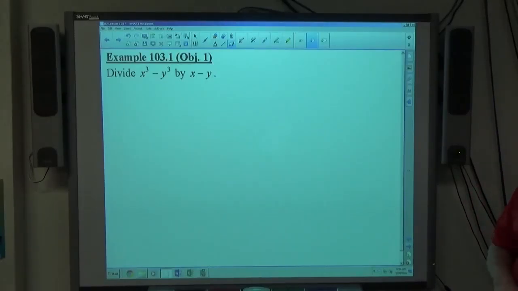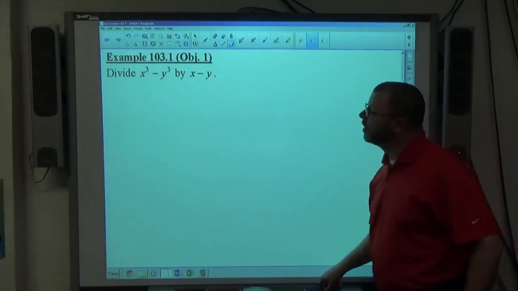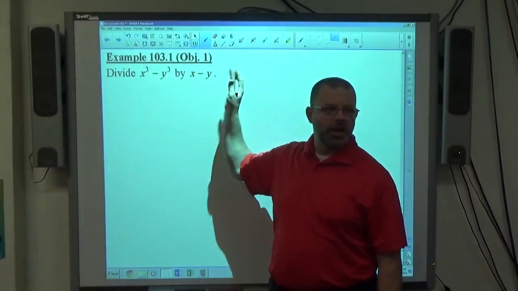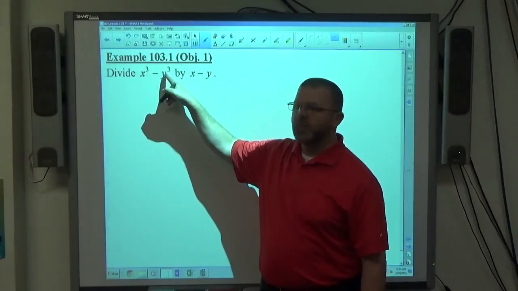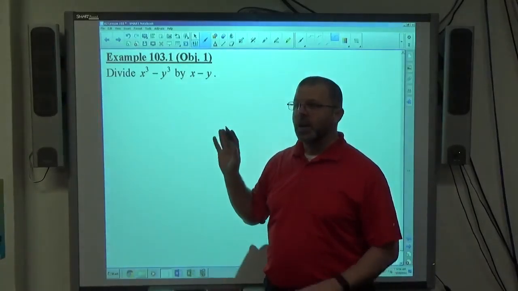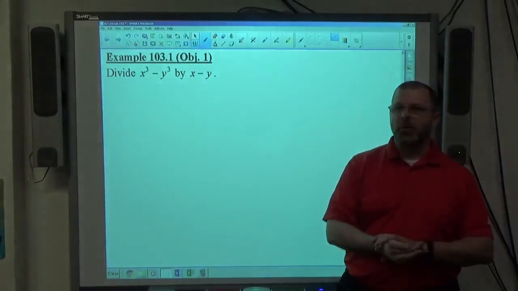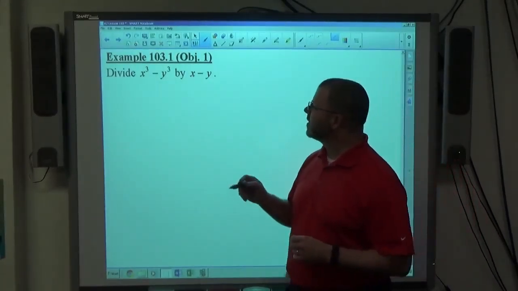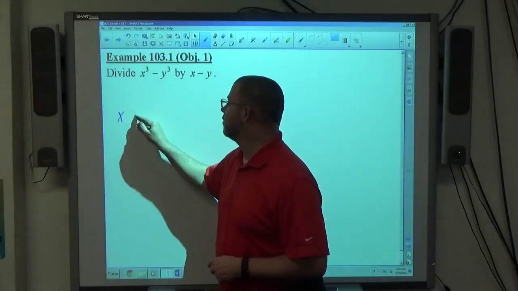Okay, example 1, divide x cubed minus y cubed by x minus 1. Now, usually when we see missing powers, so obviously there's no x squared, x to the first, constant, and there's no y squared, y to the first either, usually what we do is put zero terms in. The problem is that we don't know how many zero terms to put in. So instead of putting zero terms in, I just want to leave space.